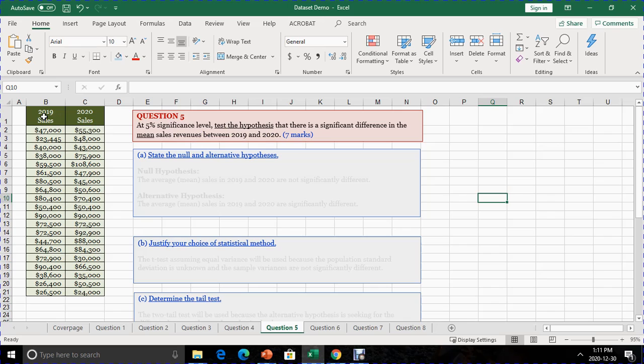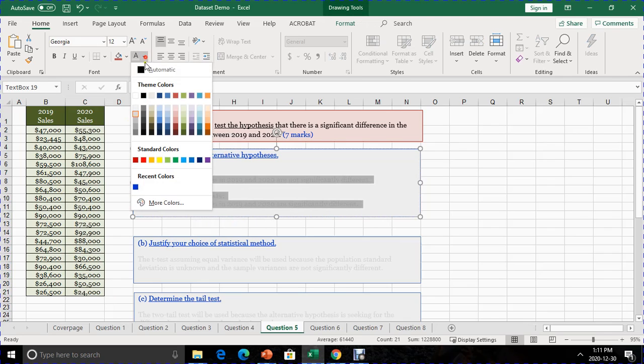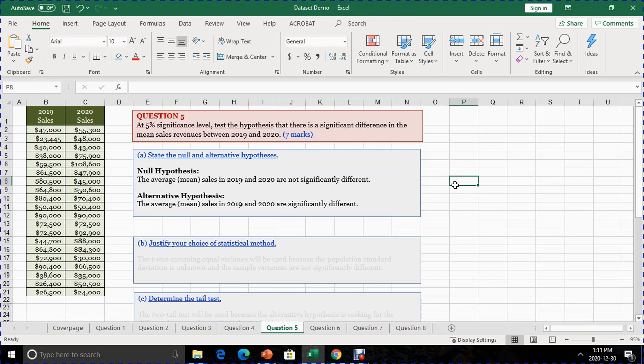sales data. So here we have 2019 sales. We want to figure out if the average for 2019 sales data is significantly different from the average sales in 2020. To do this, we need to come out with the null and the alternative hypothesis. The null hypothesis will state that the average or the mean sales in 2019 and 2020 are not significantly different, meaning that the average for the two data sets are basically the same.